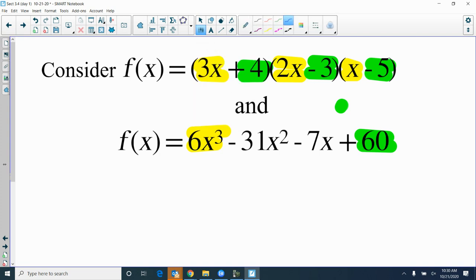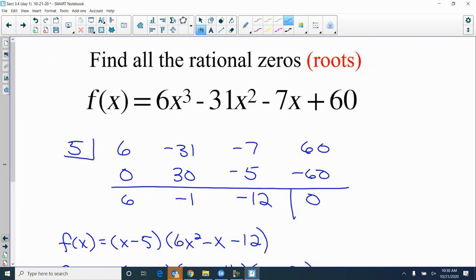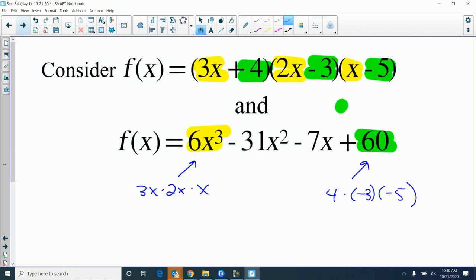So we're going to use this fact. So that is 3x times 2x times x. This is 4 times -3 times -5. It's always going to be that way. So what we want to do is we don't want to just randomly guess because we'll be here all day if we randomly guess. So we're going to figure out a way to whittle our numbers down. There's still going to be a little bit of guessing involved, but it's not going to be nearly as bad. So right here, this number, and this number, these are the key numbers. They multiply to give me 60. This number, and this number multiply to give me 6x cubed.